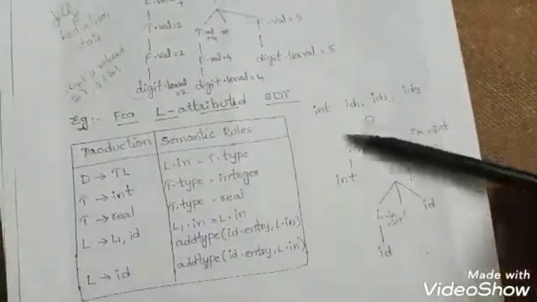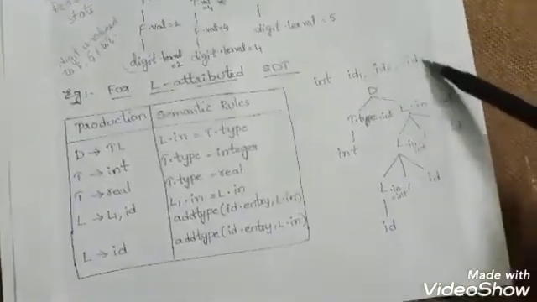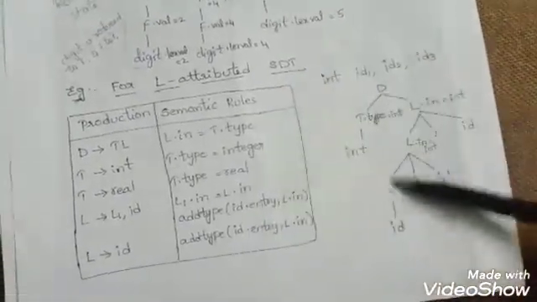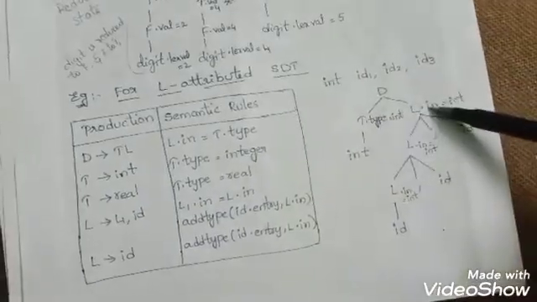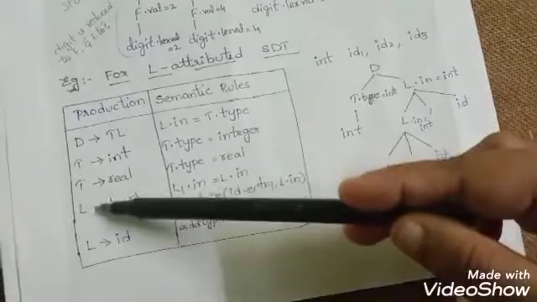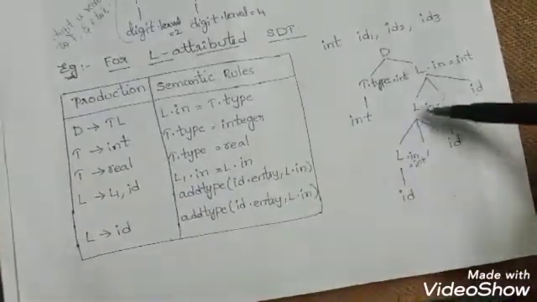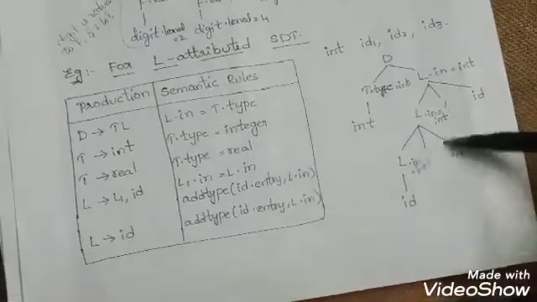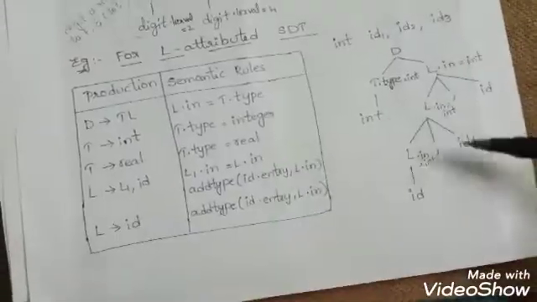So now we should consider this. Here I am considering the expression int id1, id2, id3. Based on these productions, you need to construct this. The first production is D tends to TL, and T tends to int. Next, L tends to L1 comma ID, written here two times, and L tends to ID.